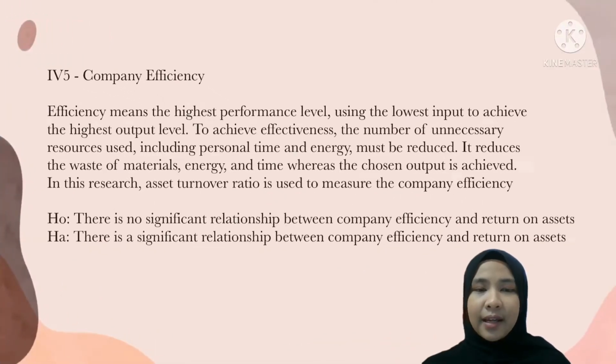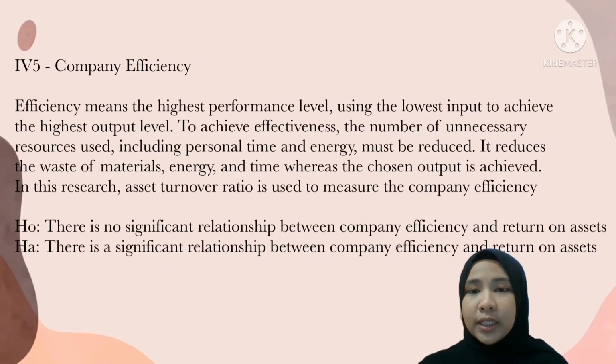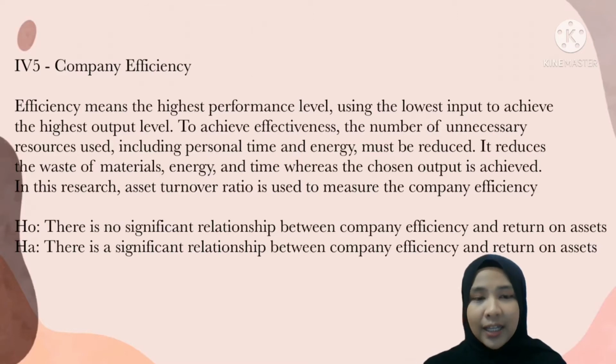The next IV is company efficiency. Efficiency means the highest performance level using the lowest input to achieve the highest output level. To achieve effectiveness, the number of unnecessary resources used, including personal time and energy, must be reduced. In this research, asset turnover ratio is used to measure the company efficiency. So the hypothesis for the company efficiency is, for H0, there is no significant relationship between company efficiency and return on asset, and for HA, there is a significant relationship between company efficiency and return on asset.